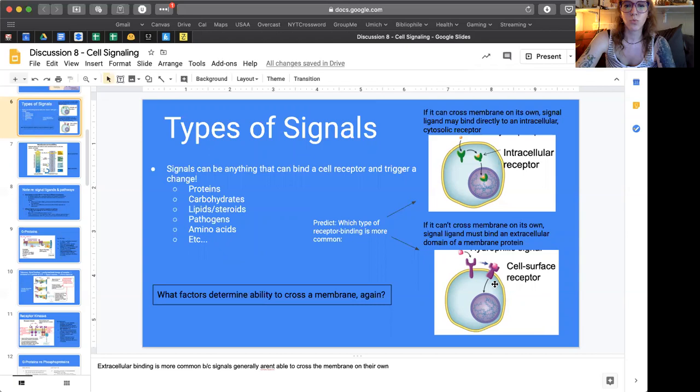So we can try to predict which of these binding types is more common. And actually, the cell surface receptor kind is going to be more common. It's going to be more rare for a substrate to be able to cross the membrane on its own. So generally, this is going to be more common, but we can think of examples of intracellular receptors. Steroids are probably a big example of this. Steroids are able to cross the membrane, and they can bind and go into the nucleus. I'll show you more about that later, but that's a good example of an intracellular type.